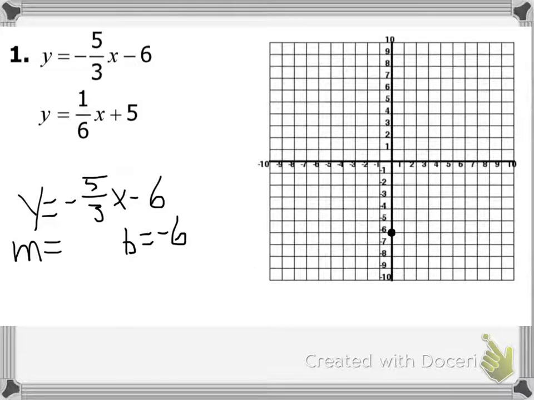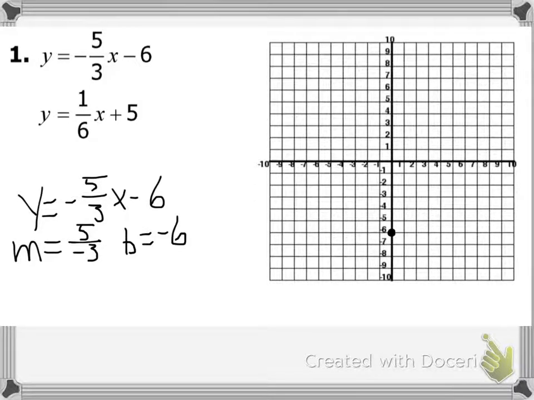Is that 5/3? Yep, 5/3. Do you want to put it with the 5 first or the 3 first? 3. So we have 5 over negative 3. So which two directions is this telling me to go? Up how many? 5. And then left 3.